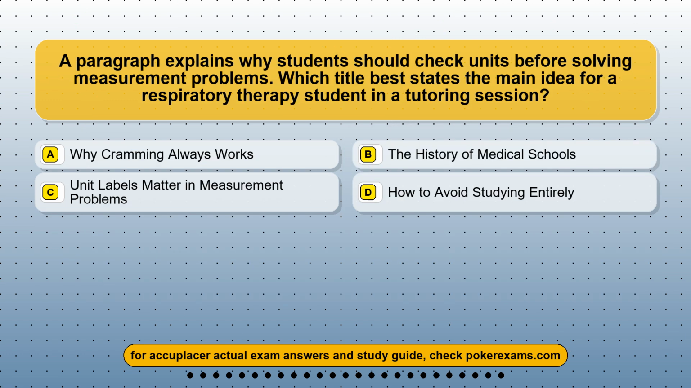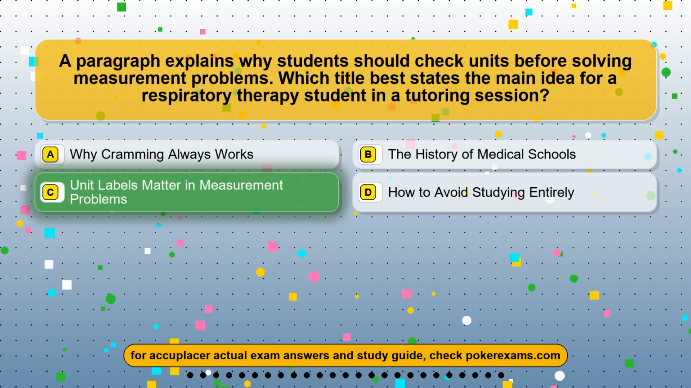Question 8. A paragraph explains why students should check units before solving measurement problems. Which title best states the main idea for a respiratory therapy student in a tutoring session? Option A. Why cramming always works. Option B. The history of medical schools. Option C. Unit labels matter in measurement problems. Option D. How to avoid studying entirely.